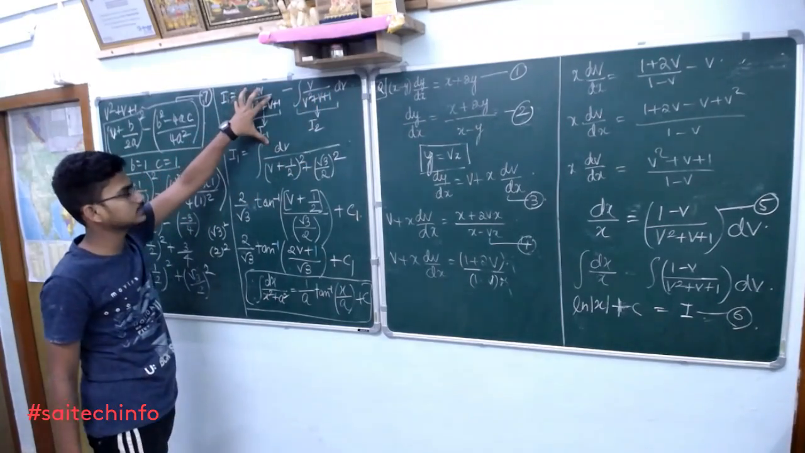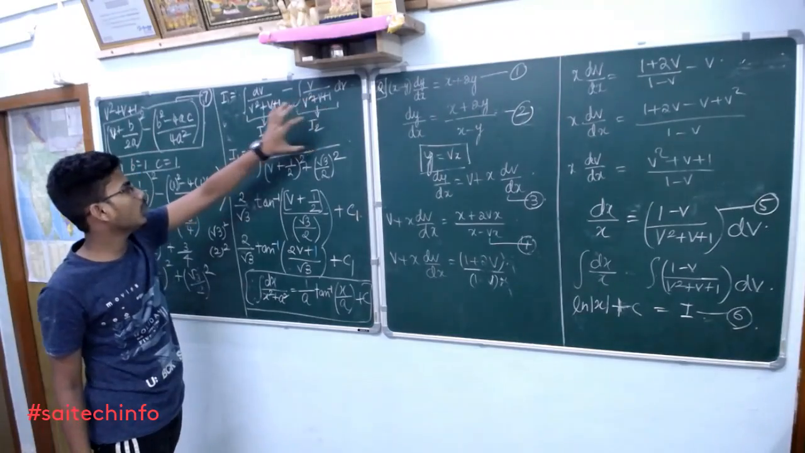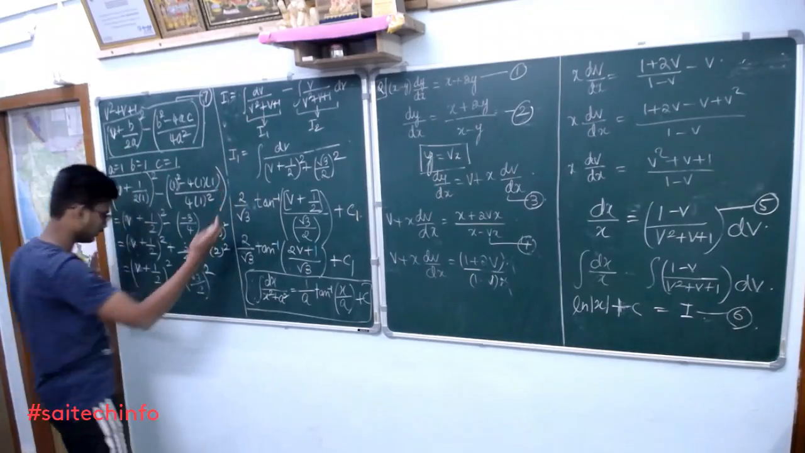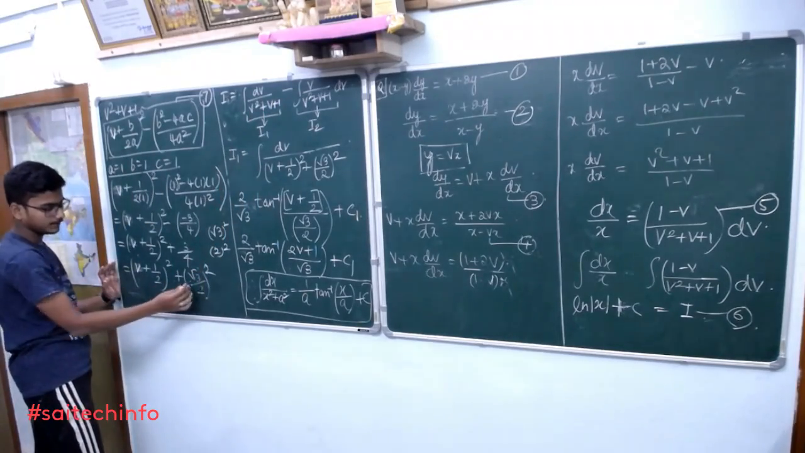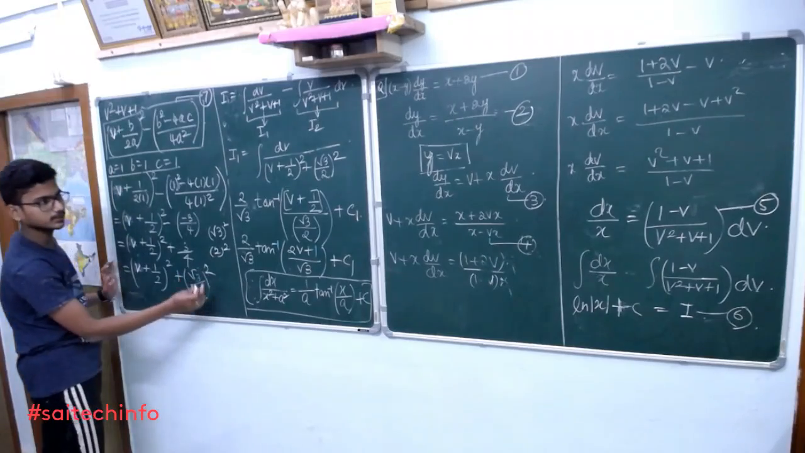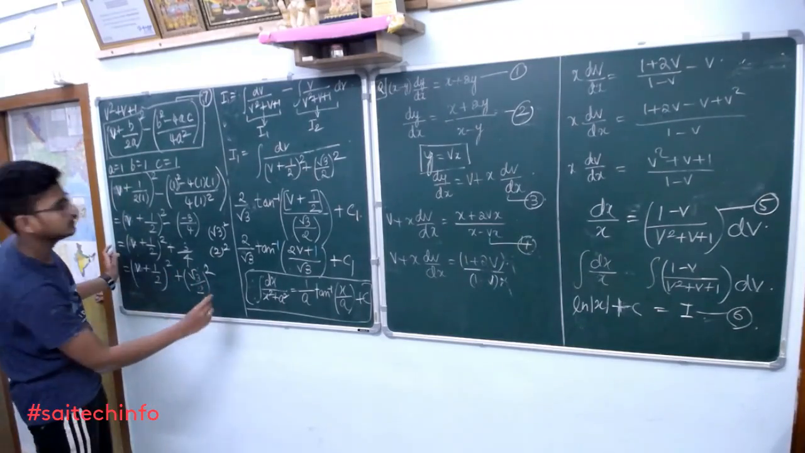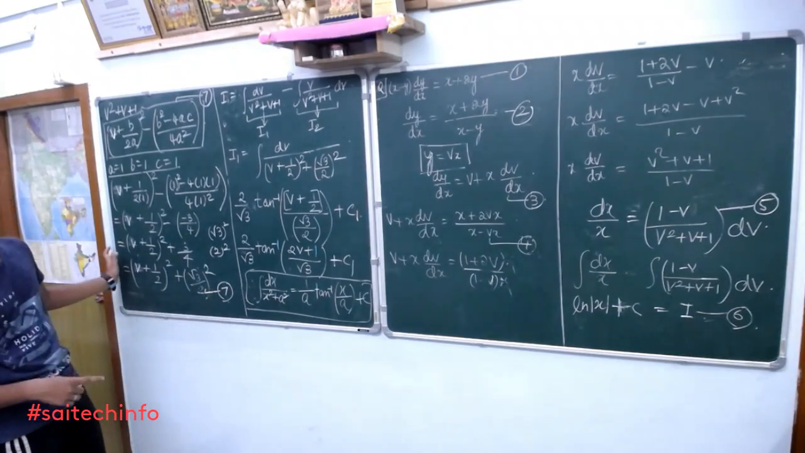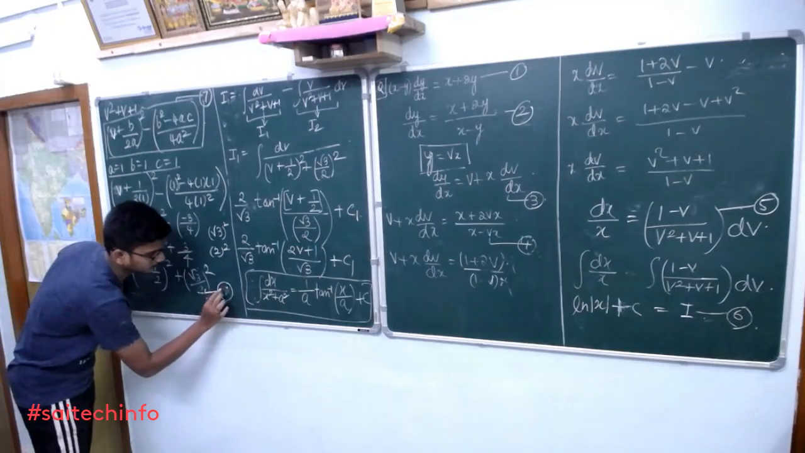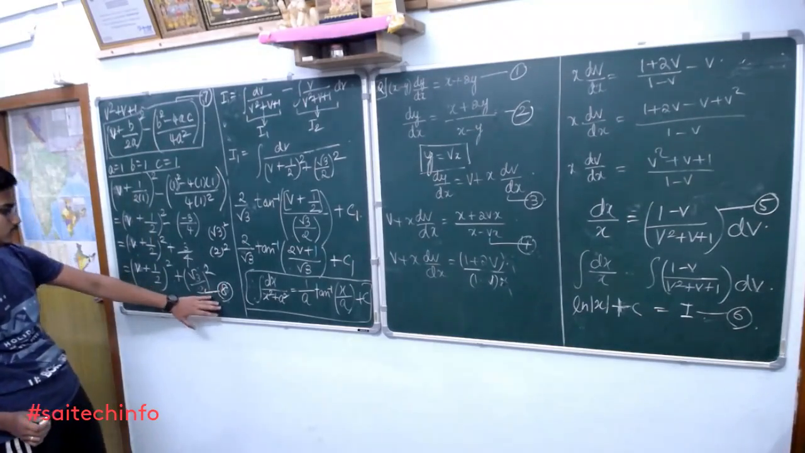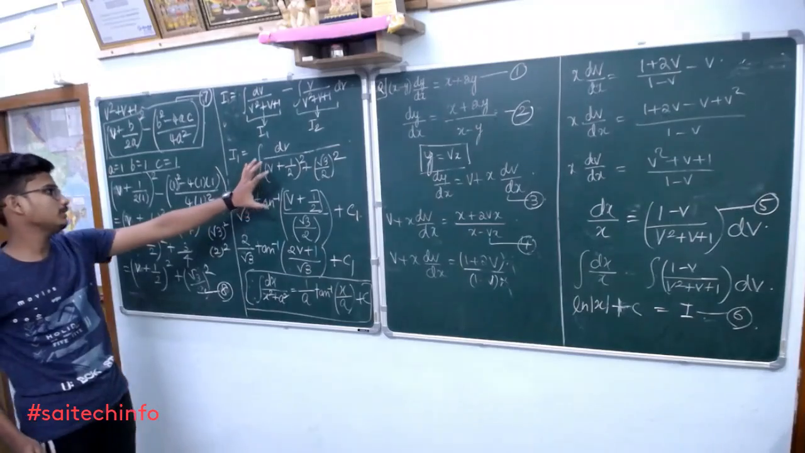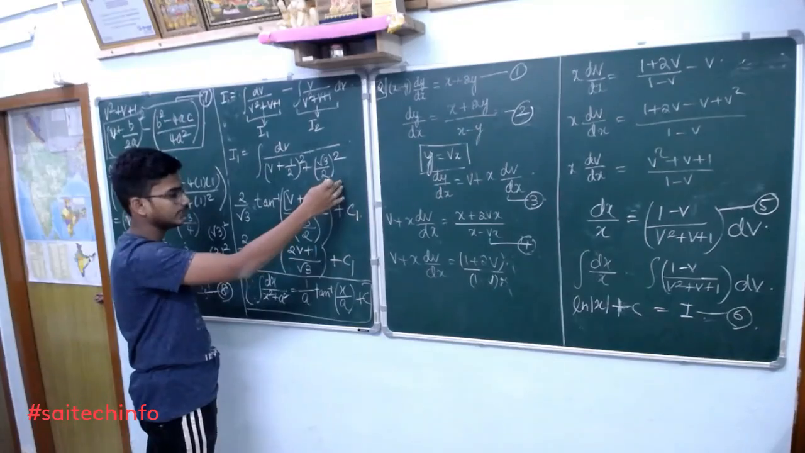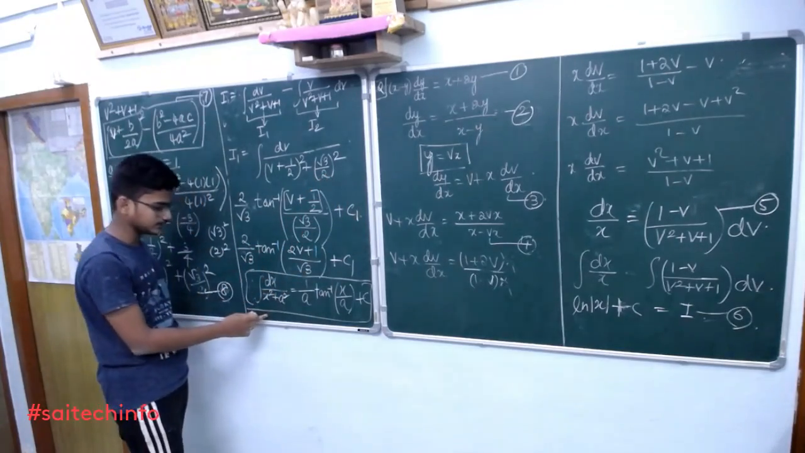So considering this as I1 and this as I2. Now I need to integrate I1. So in the place of v square plus v plus 1, I have got this, that is (v plus 1 by 2) the whole square plus (root 3 by 2) the whole square. Let me consider this as 7th step. Yes, 8th step. So I am going to substitute this 8th step here. So the equation becomes integral of dv by (v plus 1 by 2) the whole square plus (root 3 by 2) the whole square.